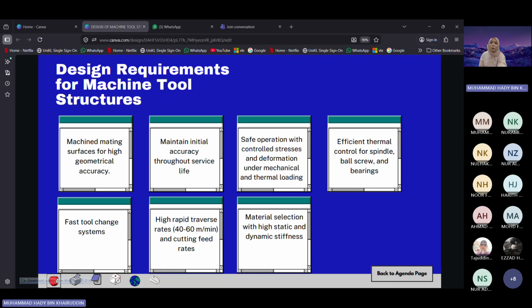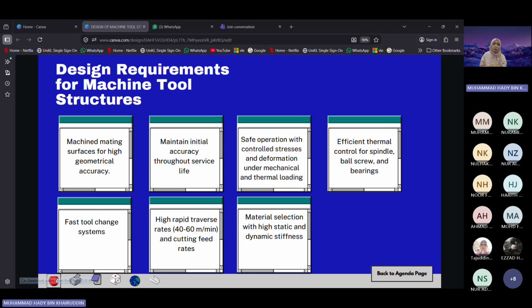A machine tool structure must satisfy several key requirements. First, it needs extreme accuracy. This isn't just for day one. The geometrical accuracy must be maintained for the machine's entire service life. The structure must be stable and safe, ensuring that heat and heavy loads don't cause the machine to bend or deform.